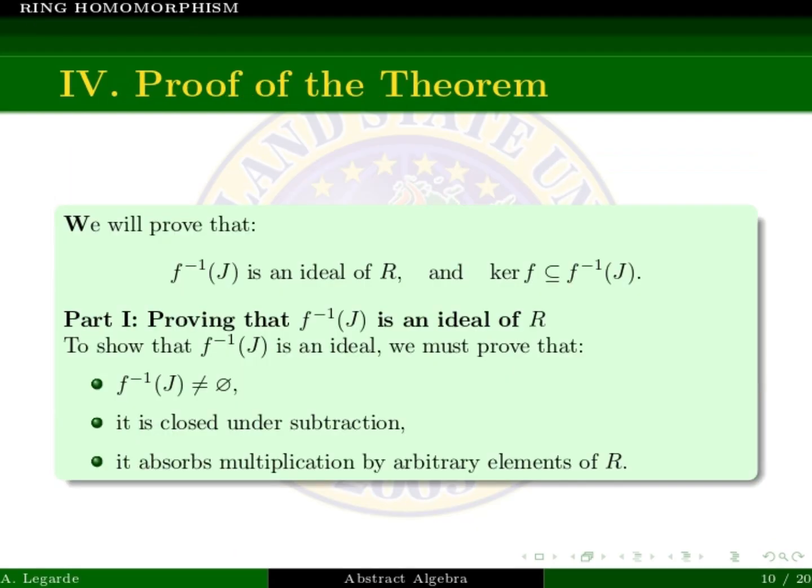We now begin the proof of the theorem. So our goal is to prove two things. First, that the inverse image is an ideal of R, and second, that the kernel is contained in the inverse image. To show that the inverse image is an ideal, we must verify three conditions. First, the set is non-empty. Second, it is closed under subtraction. Third, it absorbs multiplication by arbitrary elements of R.